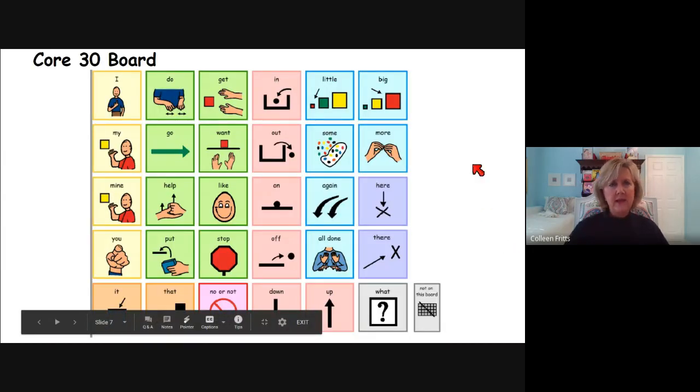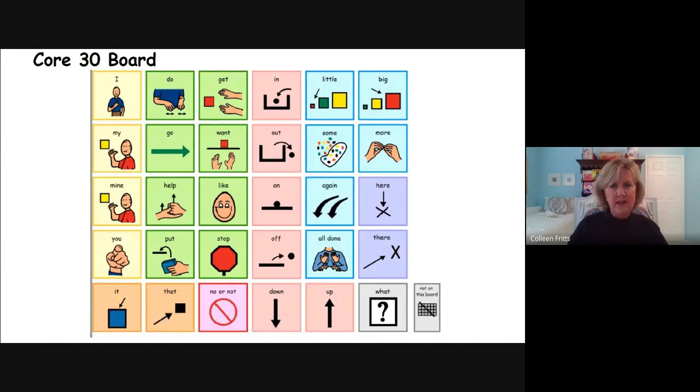Here is a Core 30 communication board that we use here in Palm Beach County. And you can get access to this board in a number of ways. If you're part of the AT Google Classroom, we have them posted there. When we're back at school and we have access to SharePoint, actually we do have access to SharePoint right now. You can go to ESC SharePoint to the Assistive Technology tab, and there are folders in there with AAC and core boards. So you can get the core board from there. And it is in a printable format for you.